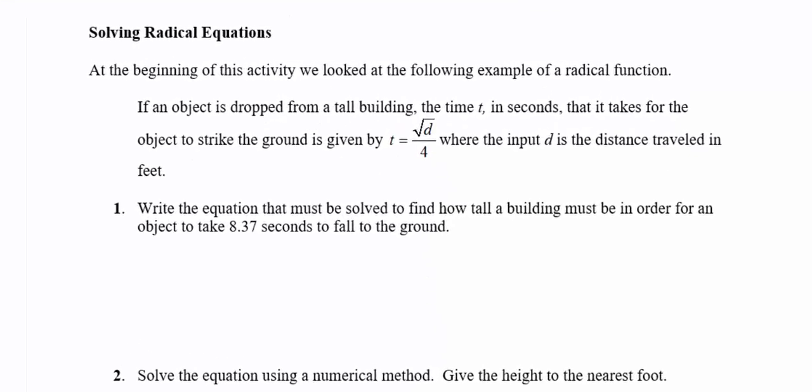In this video, we're going to discuss techniques used to solve radical equations. At the beginning of this activity, we were given an equation that told us how long it would take for an object to fall a given distance. The equation we used looked like this. So question 1 says, write an equation that must be solved to find how tall a building must be in order for an object to take 8.37 seconds to fall to the ground.